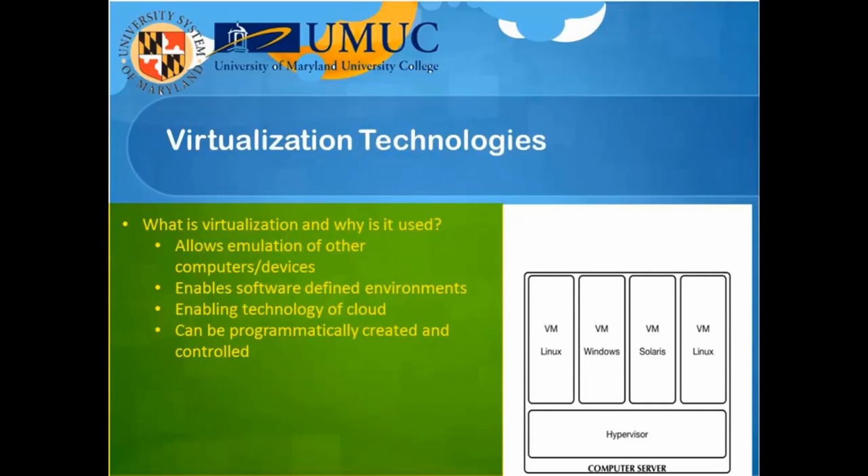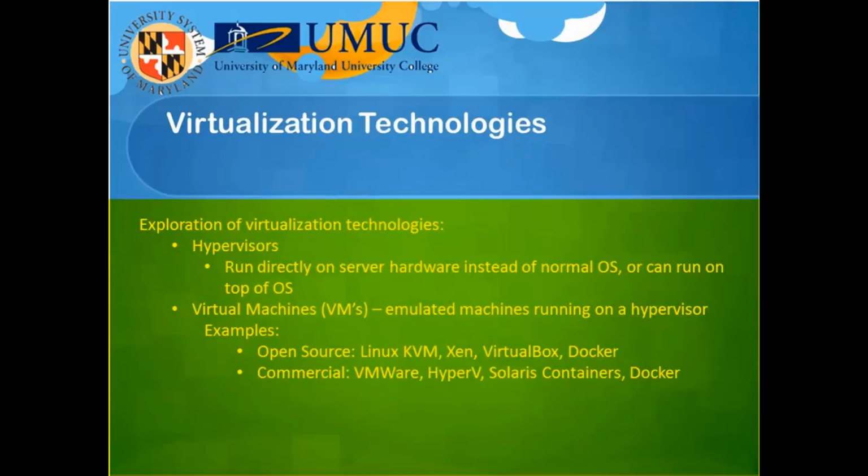So as we discussed a second ago, we're going to talk about an exploration of virtualization technologies now. So hypervisors, as I mentioned, those run directly on the server hardware instead of a normal OS, or you can run it on top of an existing OS. Virtual machines, or VMs, these are emulated machines running on a hypervisor. And there are a number of examples of these. On the open source side, you have Linux KVM, you have Xen, you have VirtualBox, and you have Docker. And on the commercial side, you have VMware, Hyper-V, Solaris Containers, and Docker.